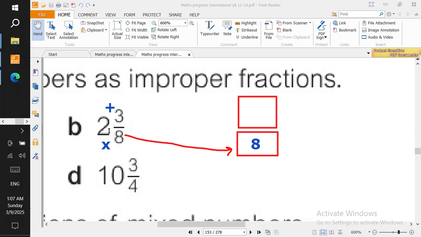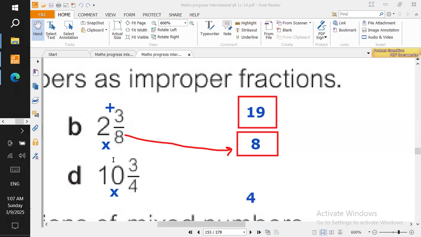Now we multiply. 8 times 2 is 16. 16 plus 3 is 19. So we write 19 over 8. And that's the improper fraction of 2 and 3 over 8. Same idea here, same denominator, which is 4, and then multiply and add.